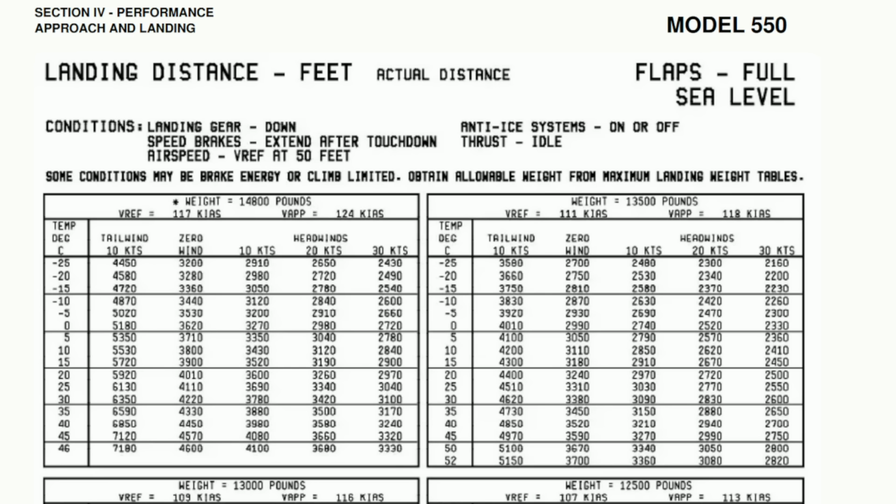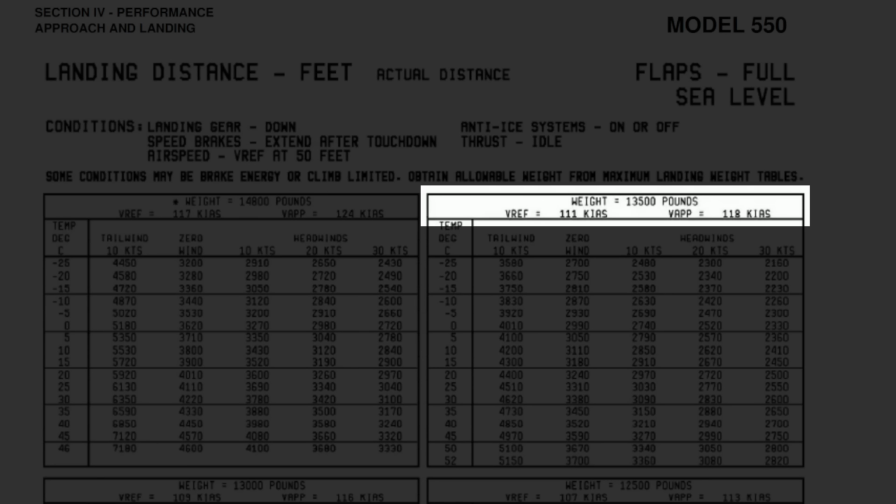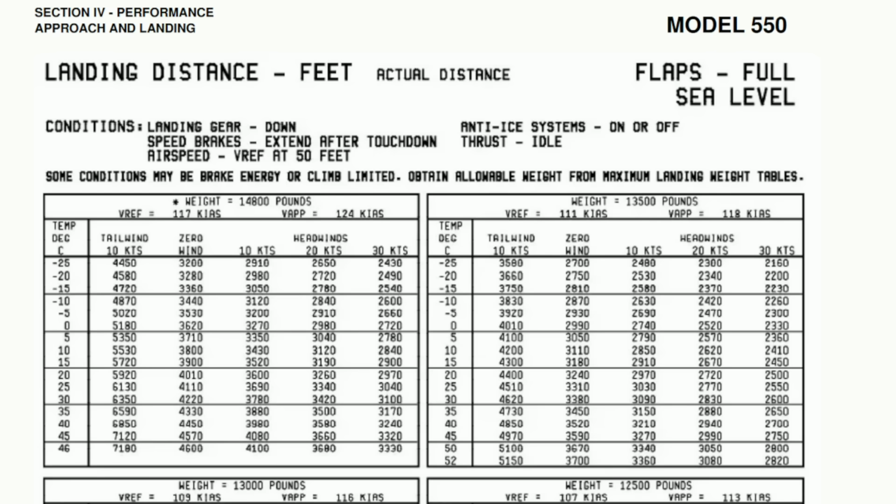Now, for the purpose that we are looking for, we're just going through the right side of the table. In the case we're landing at our maximum landing weight on this aircraft of 13,500 pounds gross weight, so the whole aircraft weighs 13,500 pounds, the VREF for this aircraft is 111 knots. Remember, category B fits between 91 knots and 120 knots. So yes, this aircraft is category B.